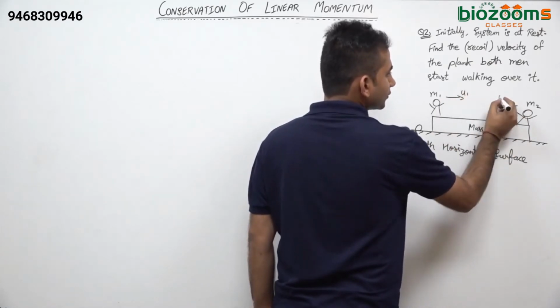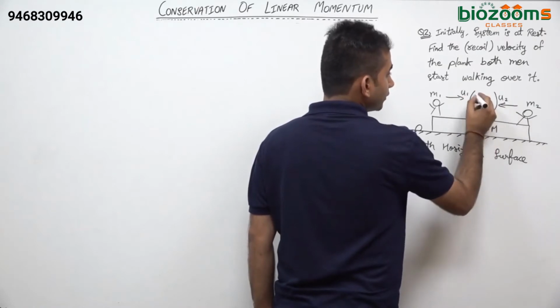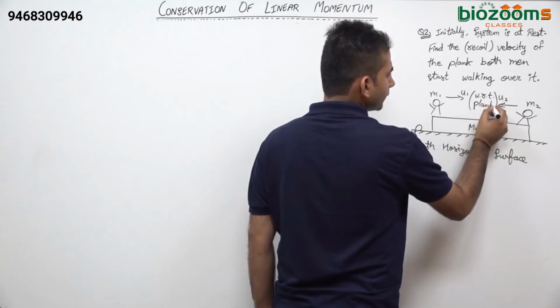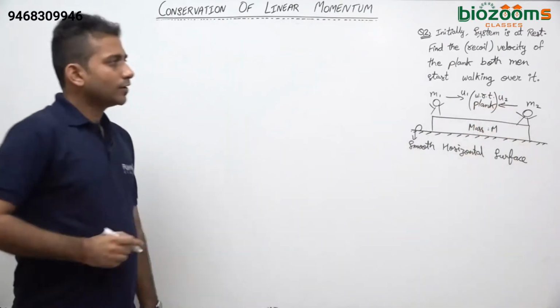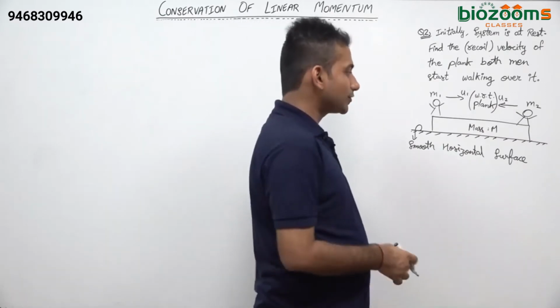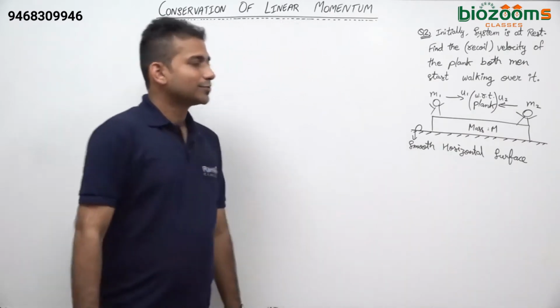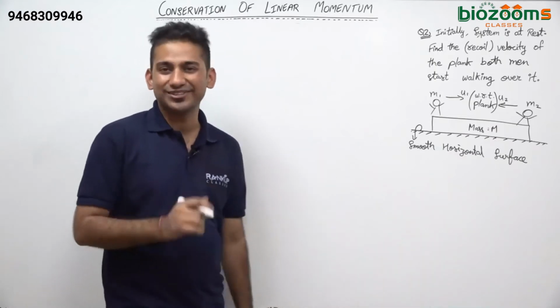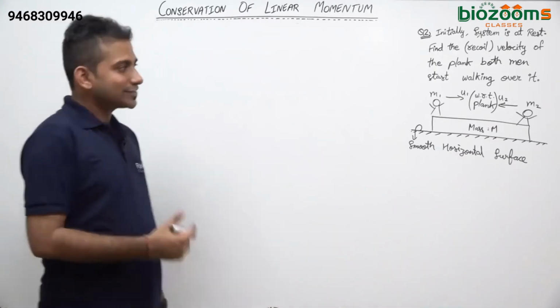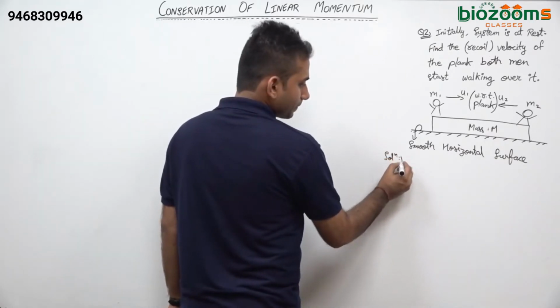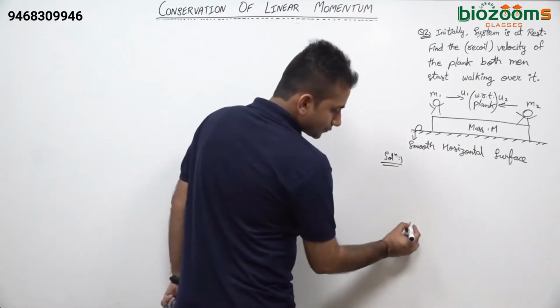Now both start walking over the plank with individual velocities u1 and u2, but both velocities are with respect to the plank, and both start walking simultaneously. You need to determine the recoil velocity of the plank. So recoil means what? In which direction? Left or right? You cannot say that, right? So let us try to analyze the situation first.